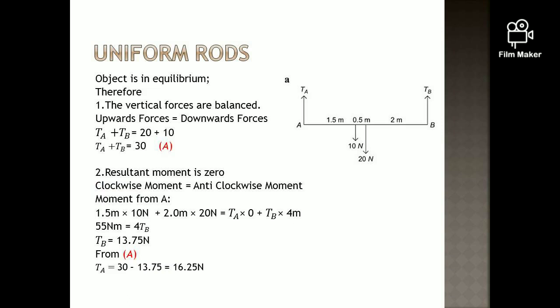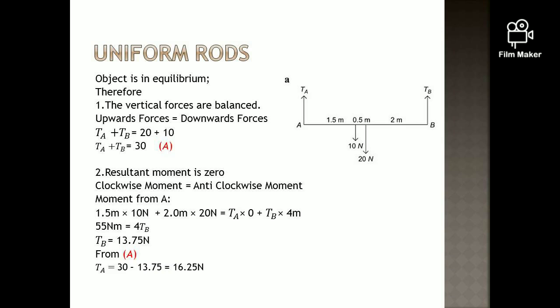Now children, the same concept we have been discussing. Since the object is in equilibrium, we can mark the upward forces equal to the downward forces. So you can mark TA plus TB, the upward forces, equals 10 plus 20, the downward forces. So you will obtain the first equation as TA plus TB equals 30.